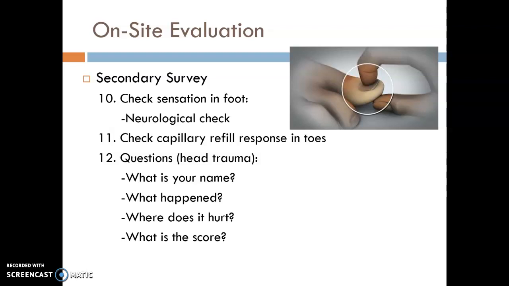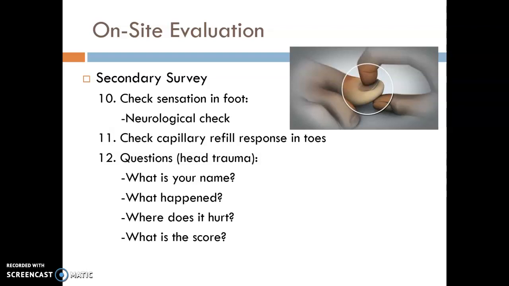So if it does not fill back in, that means that the circulatory system is not working properly, or there's a slowing or stoppage of blood flow. As long as it fills back within the first about 2 seconds, then that's considered normal.